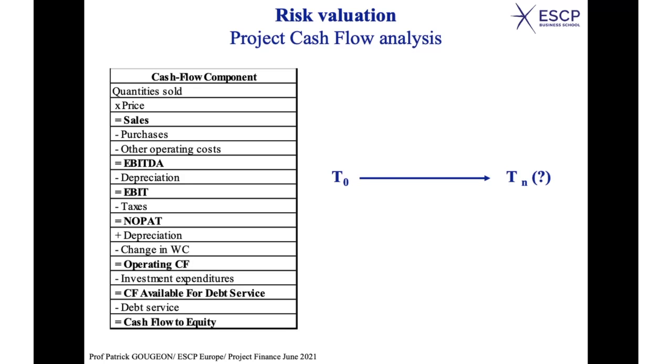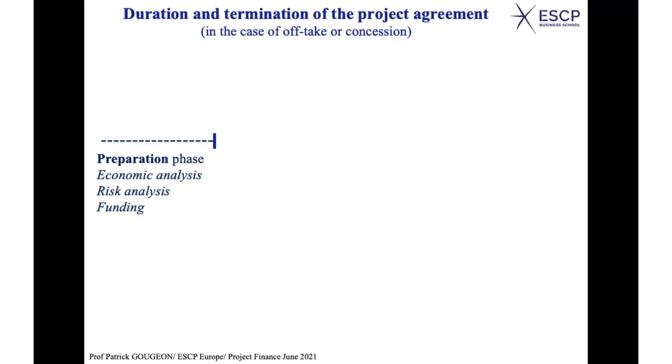And what are the most important dates in the project development? So let's look at this timing. You have a first phase, which is the preparation phase: economic analysis, risk analysis, and funding. What is the project? What are the economic fundamentals of the project? What are the main risks and how can we fund it? Okay. Then the starting date really is what we call the COD, commercial operation date, or the signature of the agreement with, for instance, a public entity if it's a PPP.